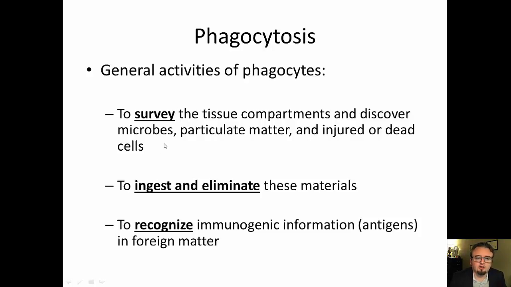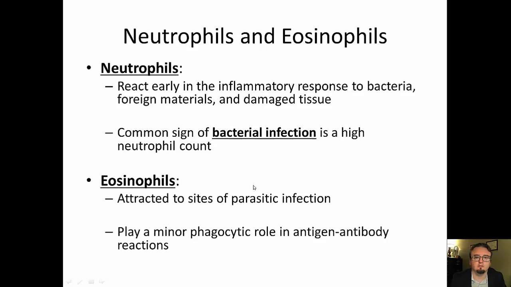So once they recognize a microbe as being foreign, then they will, and that actually gets into the recognition here. So really surveying, to clarify, involves migrating throughout the tissue. Recognizing involves the self versus non-self determination. And then finally, the actual act of phagocytizing, which is ingestion and elimination of that particular microbe or particulate matter.